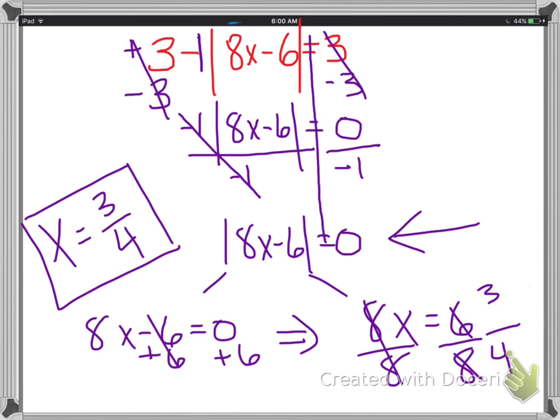Awesome. Man, we've done an example of one solution. We've had 2 solutions. I wonder if the next one might be no solution.